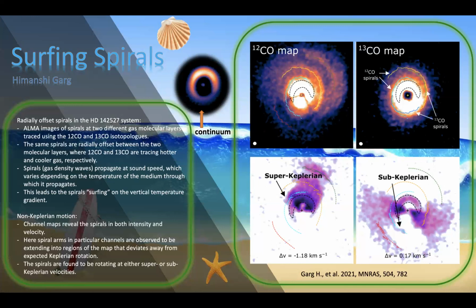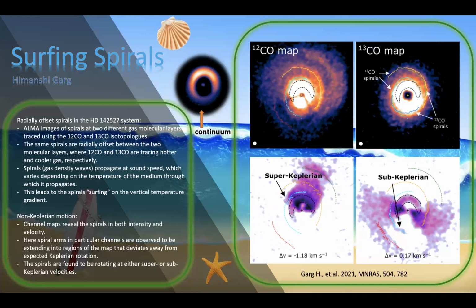So we made the conclusion that the radial offset we were seeing was due to the spiral arms surfing on this vertical temperature gradient, whereby the 12CO spirals had propagated out faster and thus further, whilst the 13CO counterpart spirals were trailing behind.